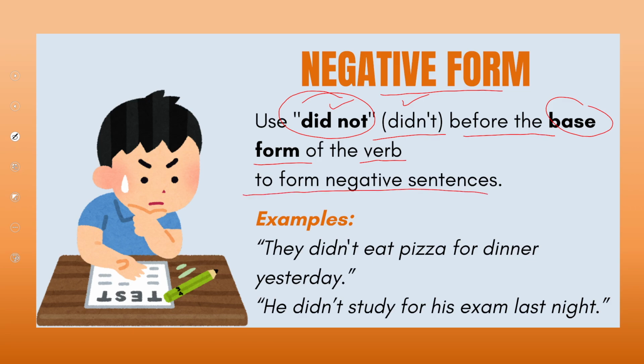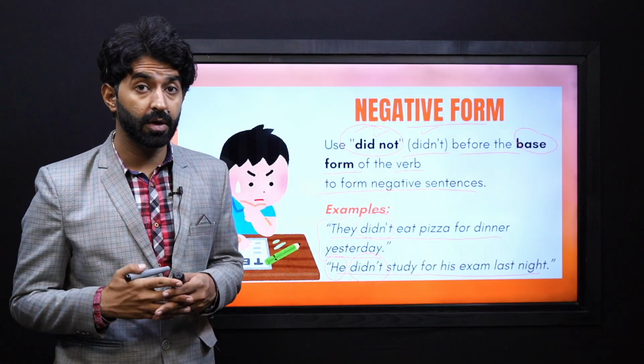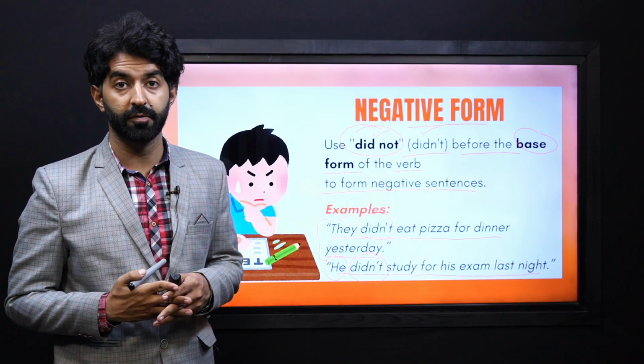so now you want to form a negative sentence. They didn't eat pizza for dinner yesterday. It is a negative form of past simple tense. We used our subject and didn't or did not to show the negative form, followed by the rest of the sentence. Now, another example is he didn't study for his exam last night. Subject followed by did not or didn't. So this is how you form a negative sentence in the past simple form.